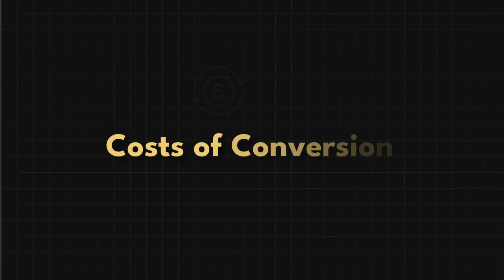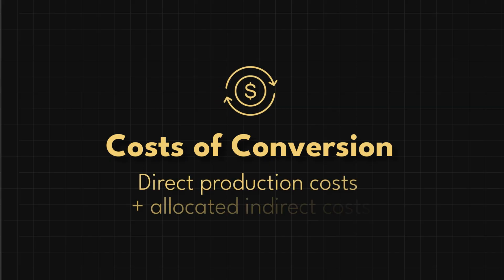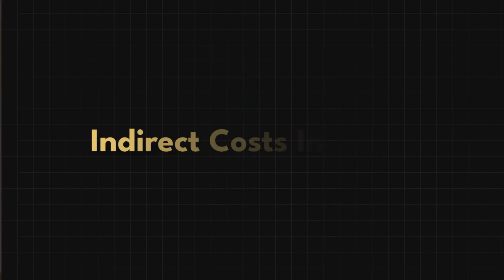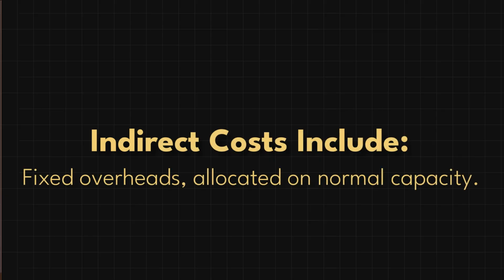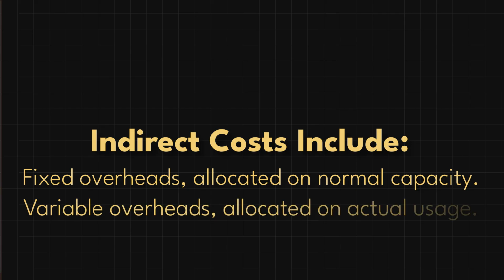Costs of conversion: direct production costs plus allocated indirect costs. Indirect costs include fixed overheads allocated on normal capacity, variable overheads allocated on actual usage. If production is abnormally low, unallocated overheads are expensed immediately. If production is abnormally high, allocation per unit is reduced, so inventory is not overstated.